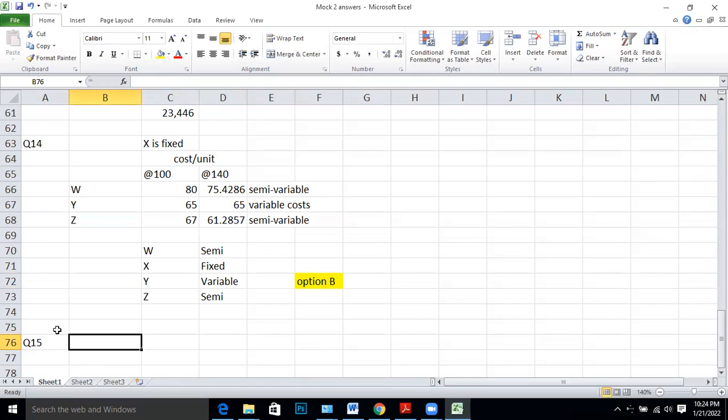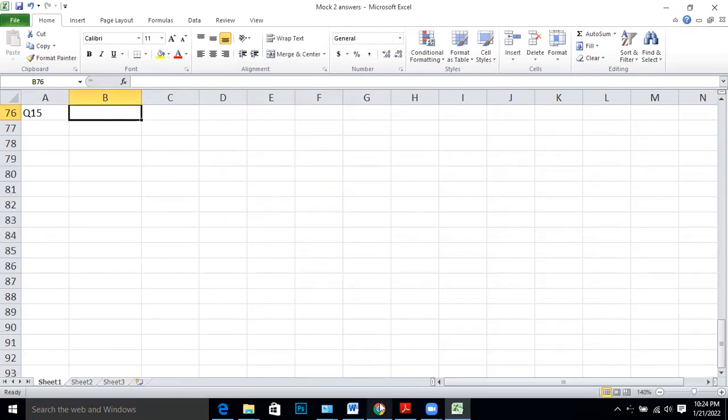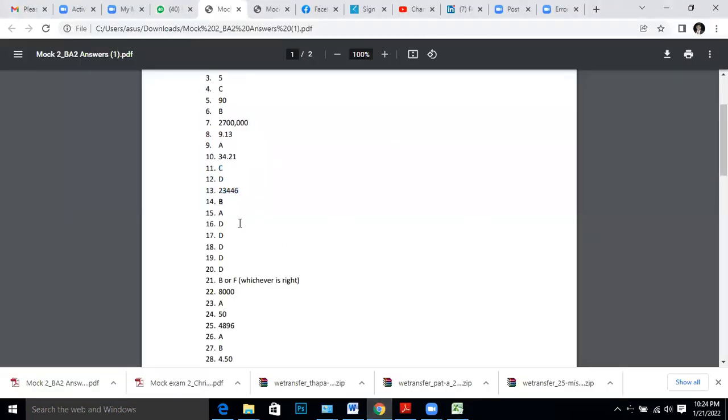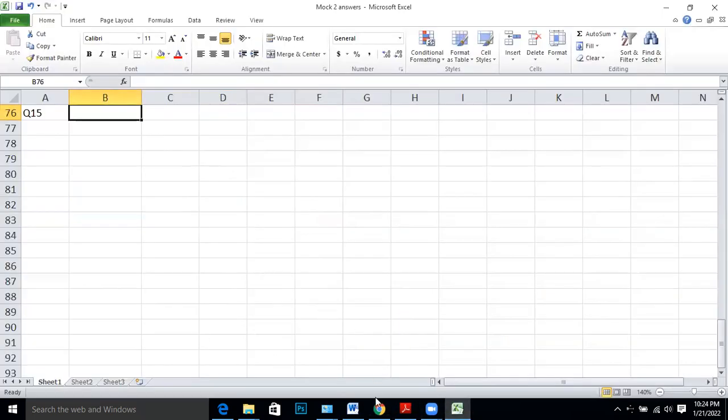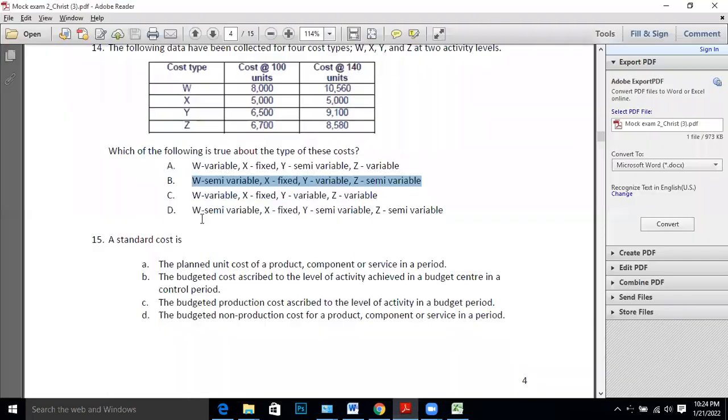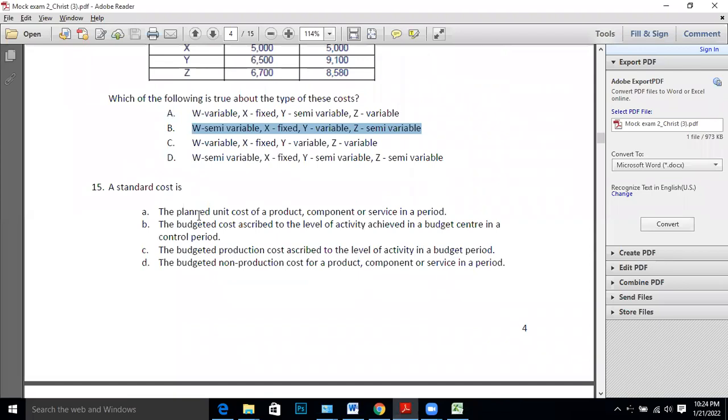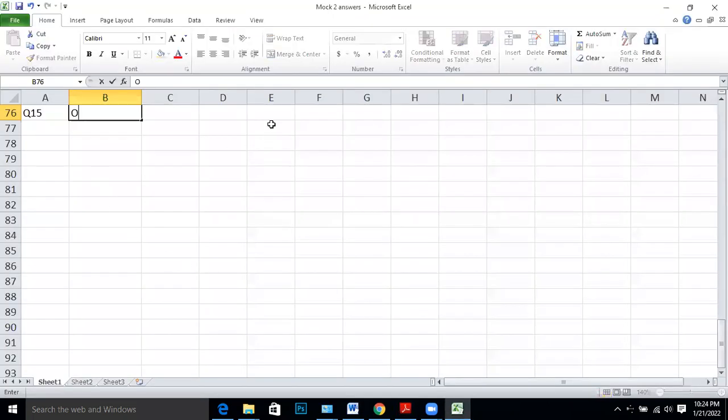Question number 15. Option B must be right. Check this. Yeah, 14, option B is right. 15. The standard cost is the planned unit cost of a product, component or service in a period. Budgeted cost. Yeah, I think answer A is right. That's the estimated cost or planned cost for a particular unit or component. Option A is right. Question 16.